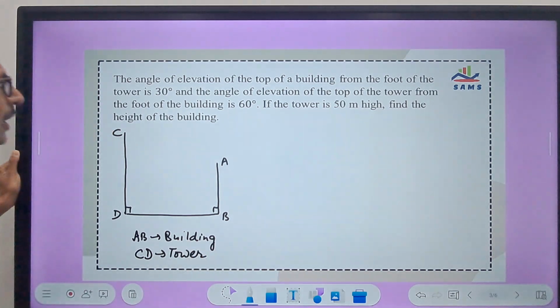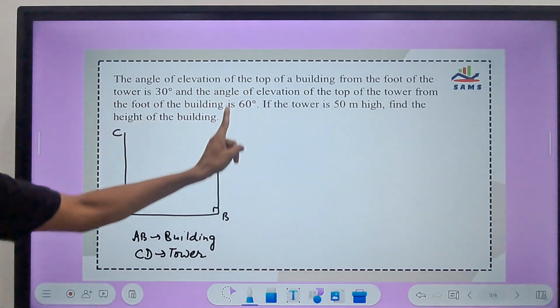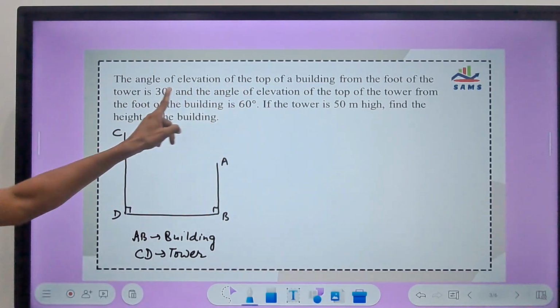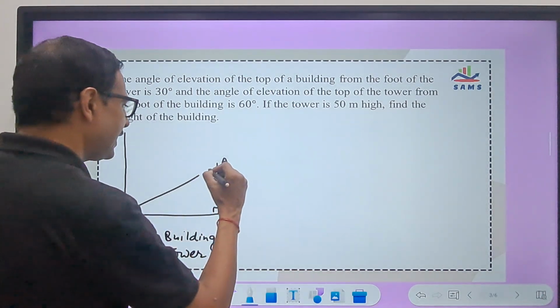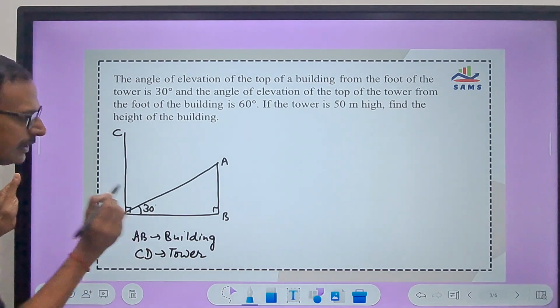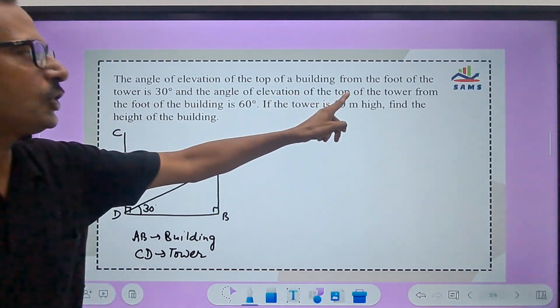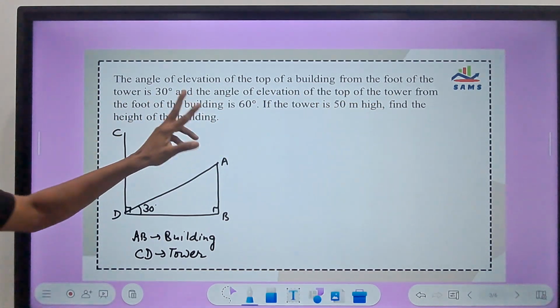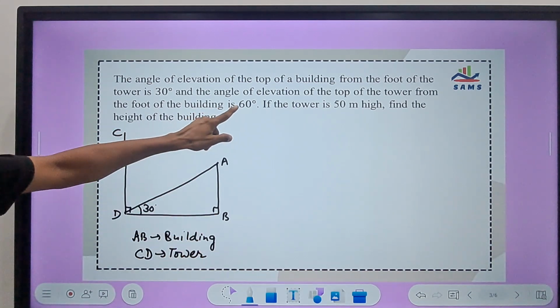Right. Now the angle of elevation of the top of building, that is A, from the foot of tower is D. So from here, if you measure the angle of elevation like this, this angle is given as 30 degrees. And let's see the other angle of elevation of the top of tower, that is C, from the foot of building, that is B. So from here to here the elevation is 60 degrees.